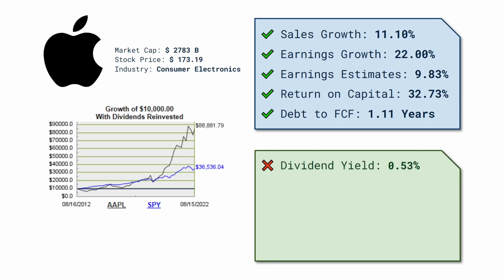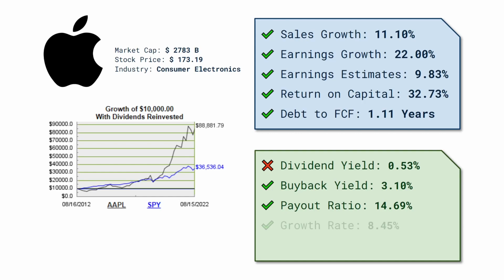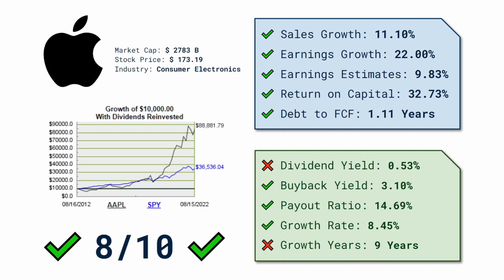Now for some yielding data, the dividend yield is only 0.53%. The buyback yield though is 3.10%, so they are buying back a lot of shares, which makes the combined shareholder yield over 3.6%. The payout ratio is also extremely good and low at only about 14.7%. And the growth rate is okay, 8.45%. And they have been growing this dividend for 9 years now. That makes up for a dividend score of 8 out of 10 points. Not too bad. But let's also do a deeper dive into the valuation with the help of Fast Graphs.